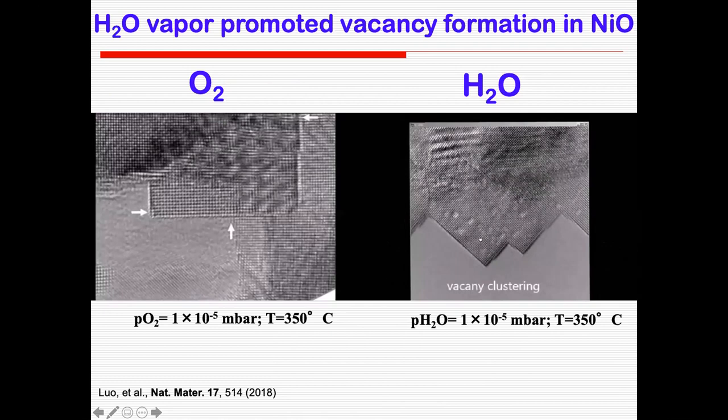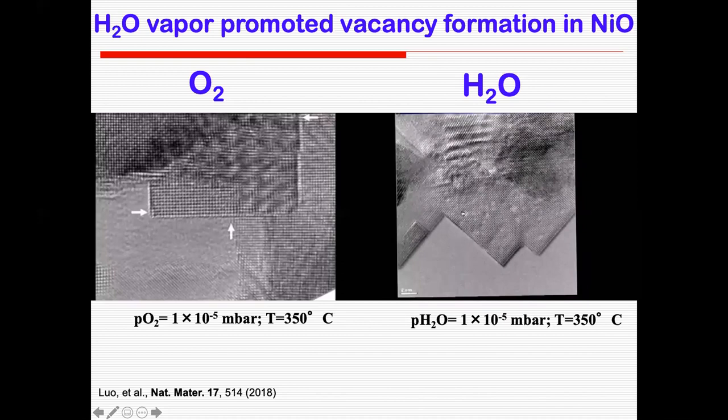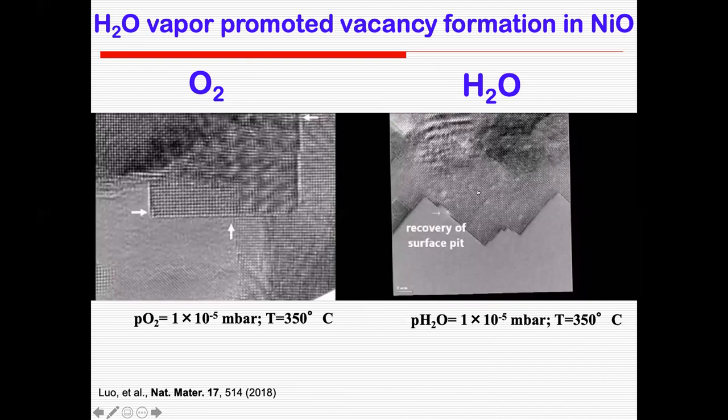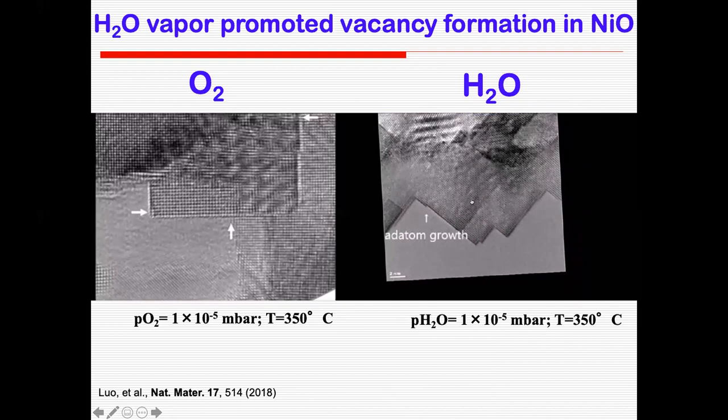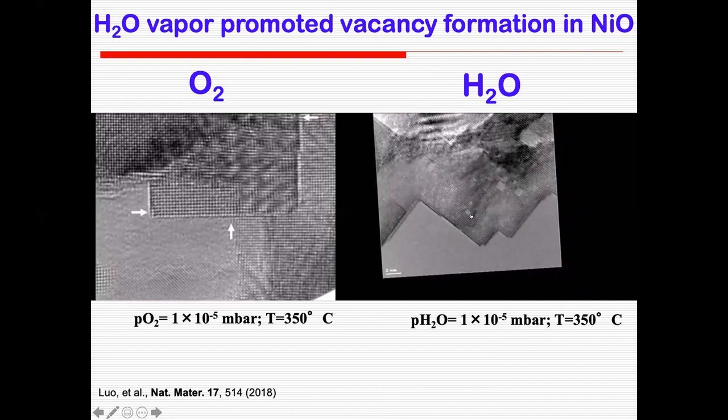But in the meantime, you can see there are a lot of regions showing brighter contrast like this. So this tells us there are some defects in the oxide. If you look at this, the contrast is more uniform, but in this region, you can see a lot of brighter regions. This is because of atomic defects, like clusters of vacancies. So we can look at this further.